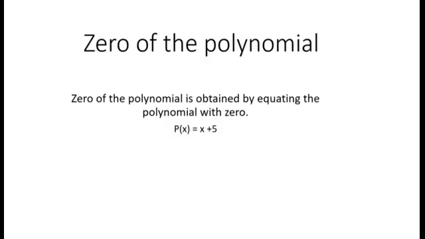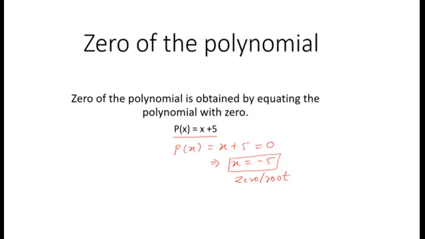Then one of the important topics is the zero of the polynomial. You can read the definition. The zero of the polynomial is obtained by equating the polynomial with 0. If I consider this polynomial and take it equal to 0, so x plus 5 equals 0, if I transpose 5 to that side, no doubt I am going to get x is equal to minus 5. And obviously, this is the zero of the polynomial, which is also known as the root of the polynomial.